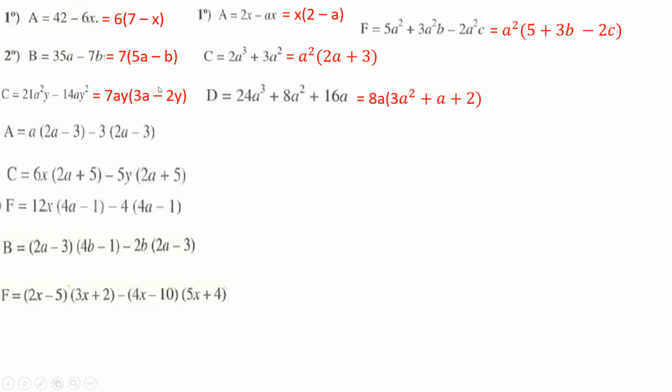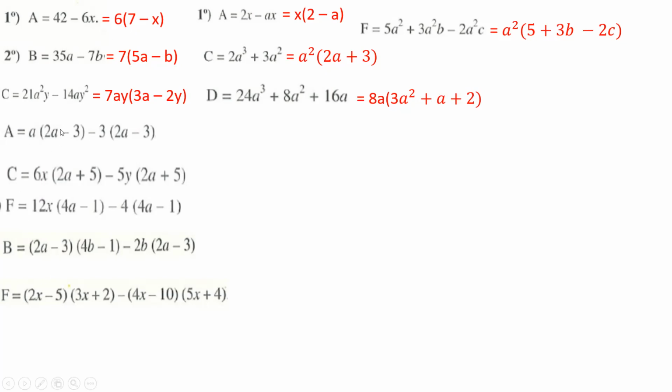If you look at all the answers we got, we have a monomial multiplied by a binomial, a monomial multiplied by a binomial. My answer is written as a product of 2 things. Now, the common factor between the terms might also be a binomial.